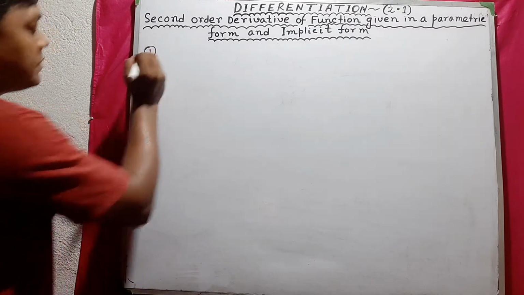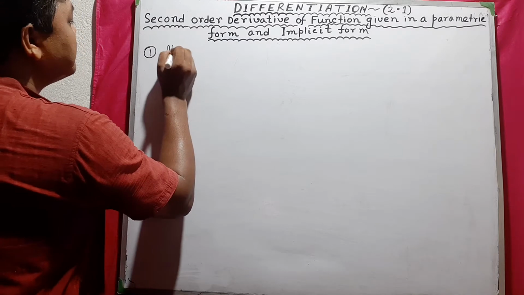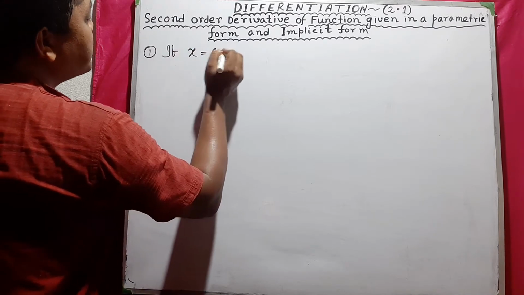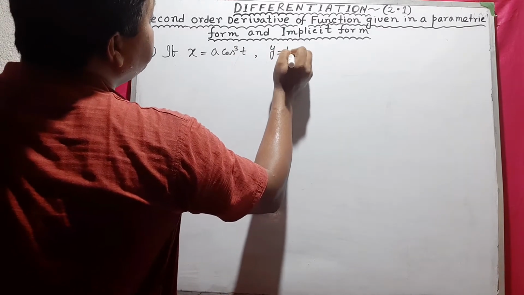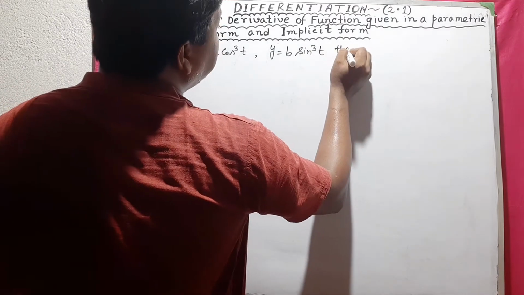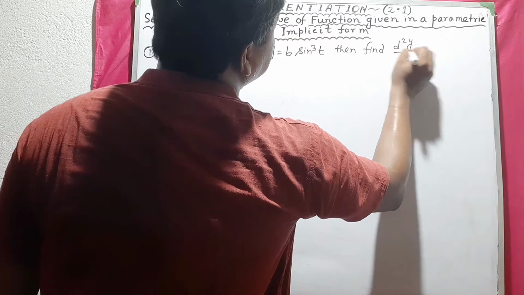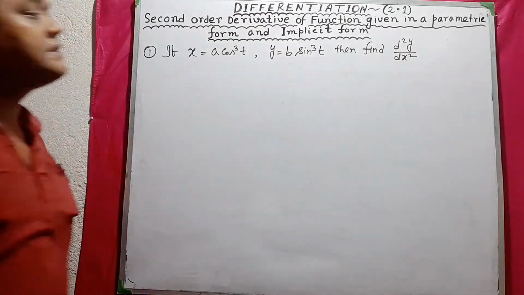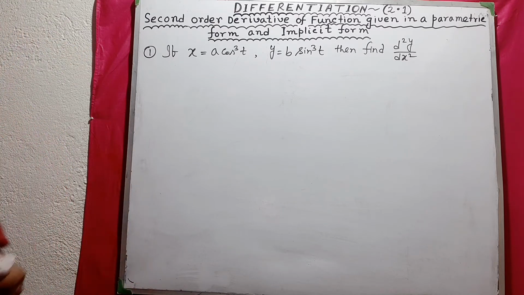Problem 1. If x equals a cos cube t and y equals b sin cube t, then find d2y/dx2. Okay, x equals a cos cube t, y equals b sin cube t, and then find d2y/dx2.